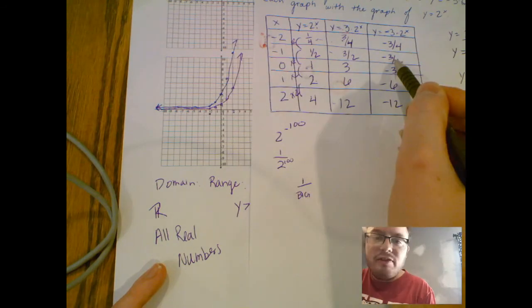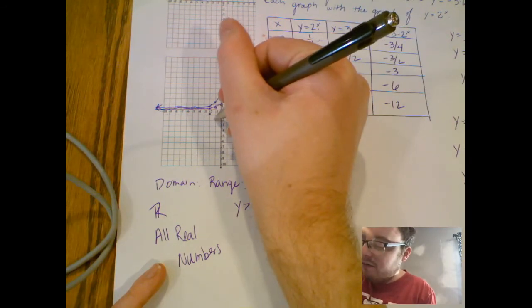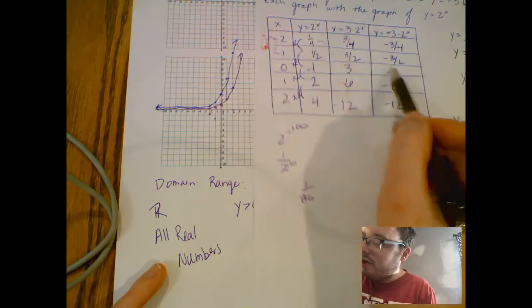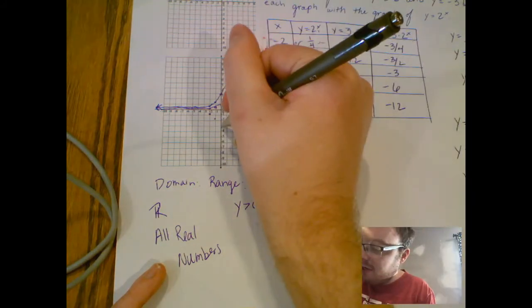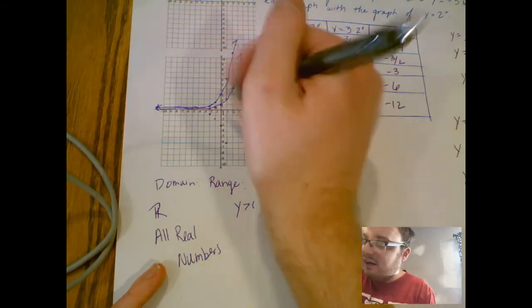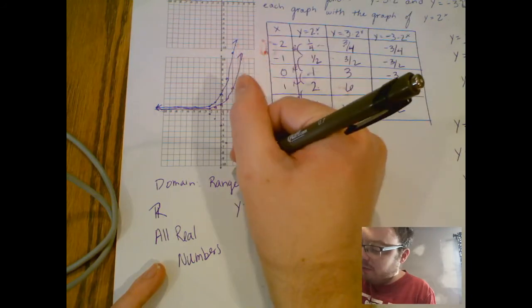Negative 1, negative 3/2. 0, negative 3. 1, negative 6. And again, 2, negative 12 is not going to fit in my graph, but I'm going to roughly estimate.